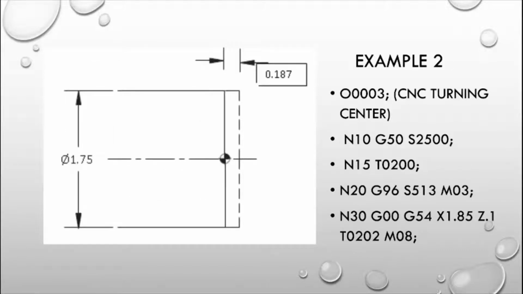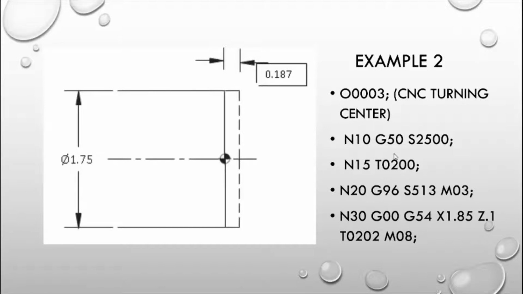The next program is example 2. In example 2, in the diagram the dashed line shows the stock bar that is given initially in the CNC machine. After that, the solid line shows the part that is needed for our requirement. So the dimension is given in the diagram, and our first line of the program is O0003, that is the program name.